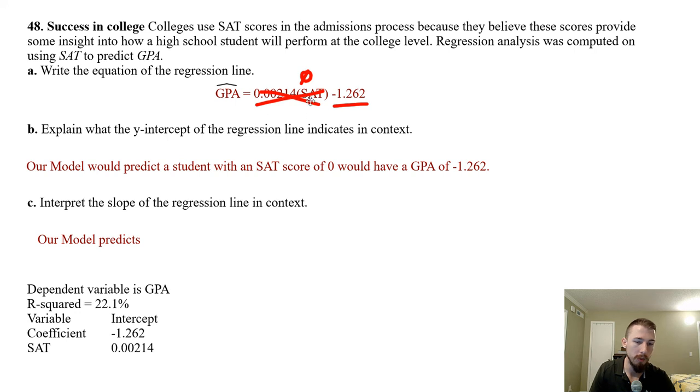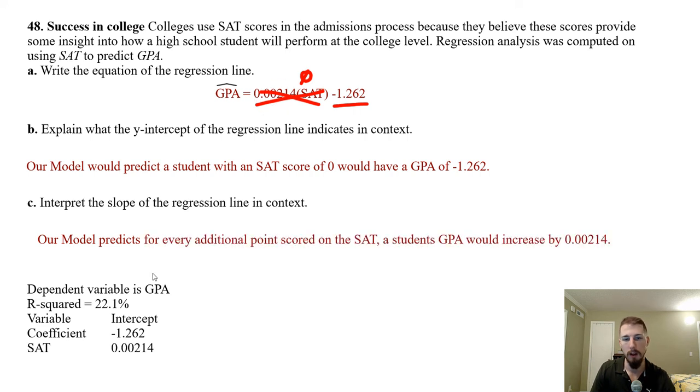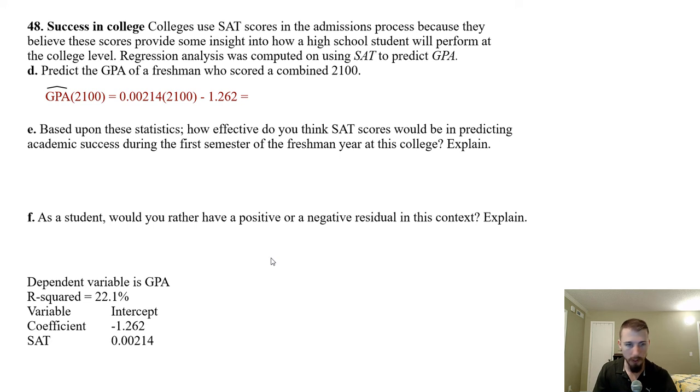Interpret the slope of the regression line. So our model predicts for every additional point you score on the SAT, your predicted GPA would go up by the slope. So our model predicts for every additional point scored on the SAT, the student's GPA would increase by 0.00214. Okay, cool.